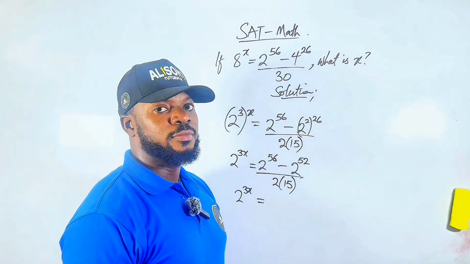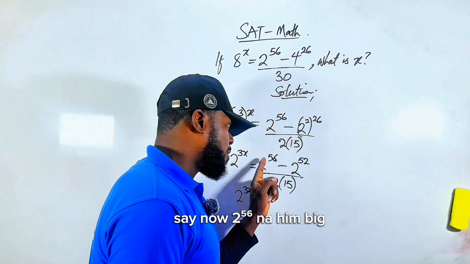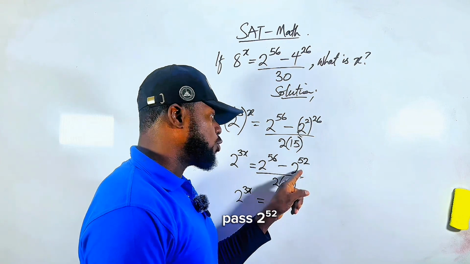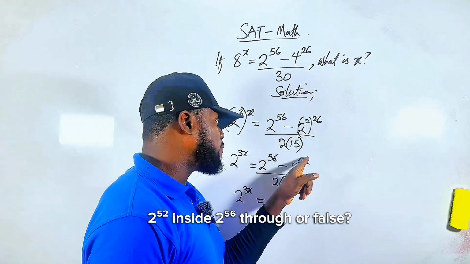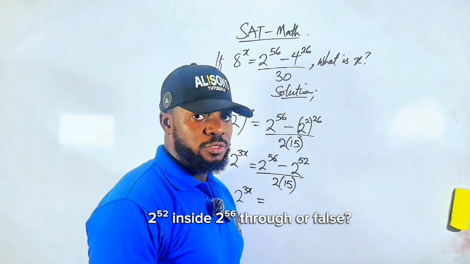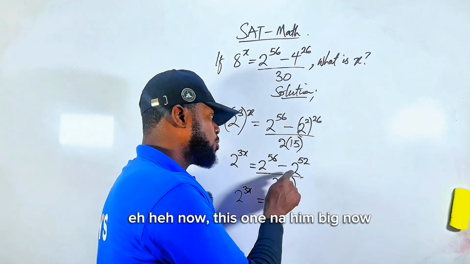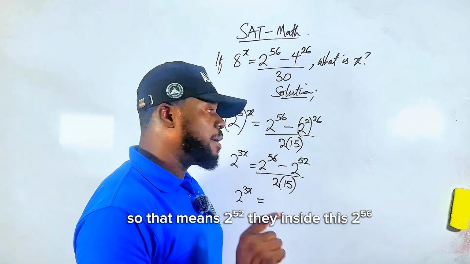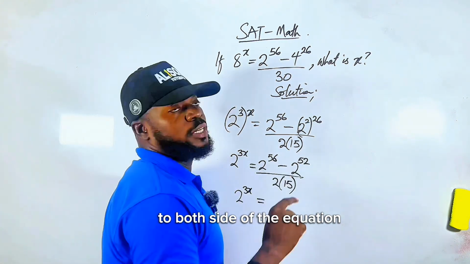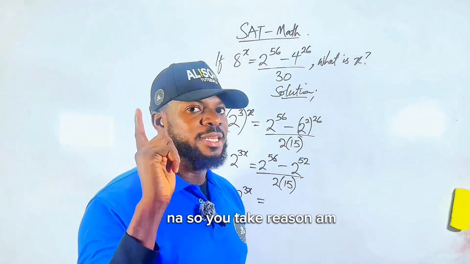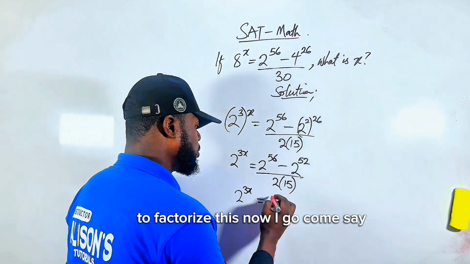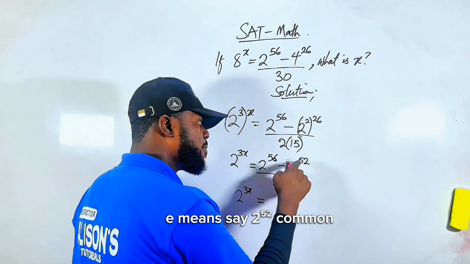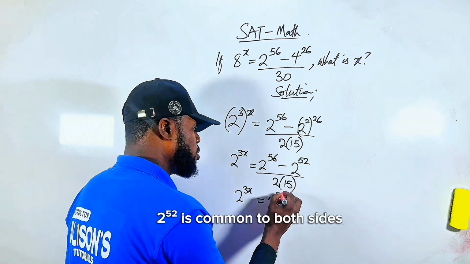Everybody will agree that 2 to the power of 56 is bigger. So it means if 2 to the power of 56 is bigger than 2 to the power of 52, we have 2 to the power of 52 inside 2 to the power of 56. That means 2 to the power of 52 is common to both sides of the equation, if you want to factorize. Since this one is big and this one is small, the small one is inside the big one. It means 2 to the power of 52 is common, so bring it out. 2 to the power of 52 is common to both sides.